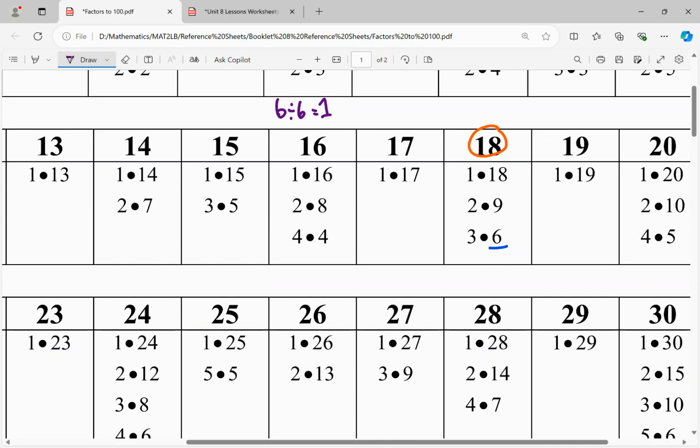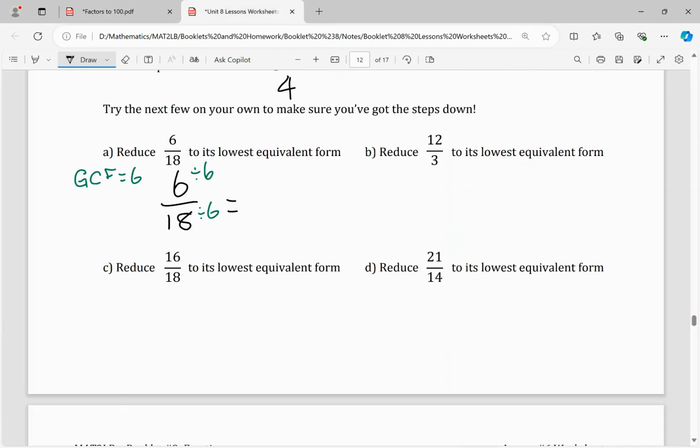Same thing down here. If I want 18 divided by 6, all I need to do is look at the partner of the number I'm dividing by, and that's going to give me the answer, which is 3. Now, this is a nice little shortcut that will save you time, but you can also just use your calculator if you want to get 1 over 3 as your lowest equivalent form. Let's try that with the next problem.